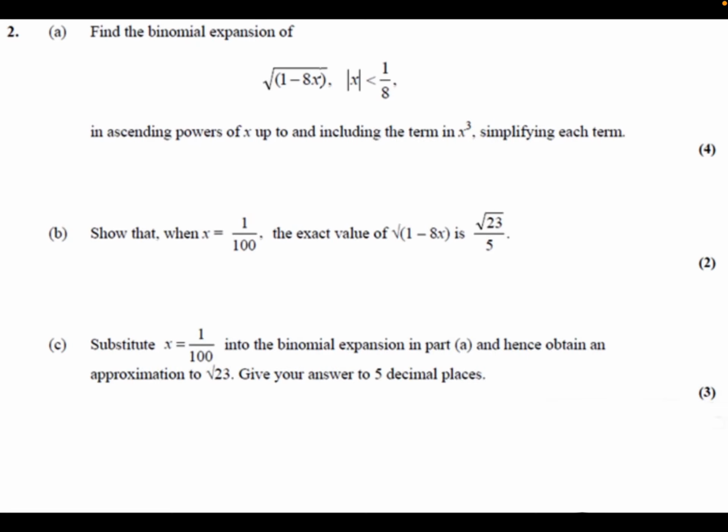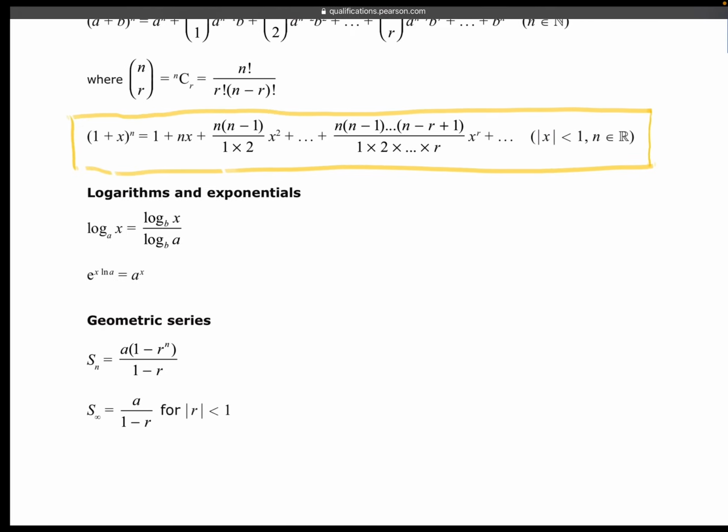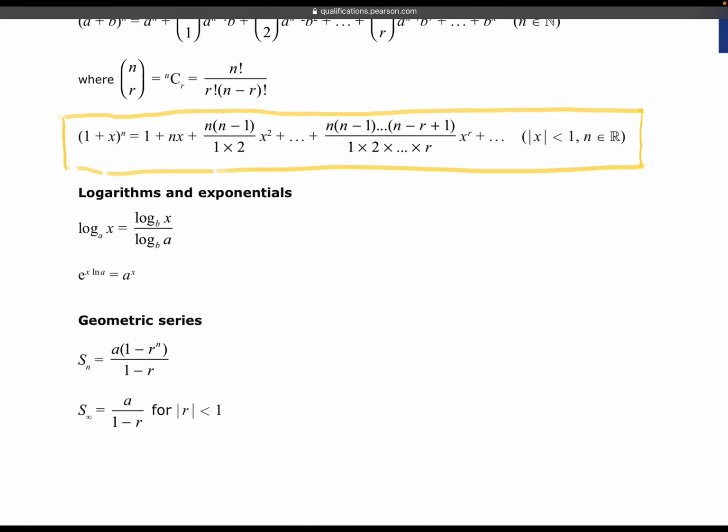Part A. Find the binomial expansion of the square root of 1 minus 8x, where the modulus of x is less than 1/8, in ascending powers of x up to and including the term in x cubed, simplifying each term. So the binomial expansion formula, you get given it in your formula booklet. It looks like that. So I need to rewrite my expression as 1 plus x to the power n.